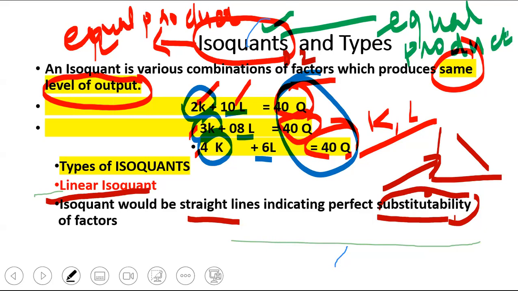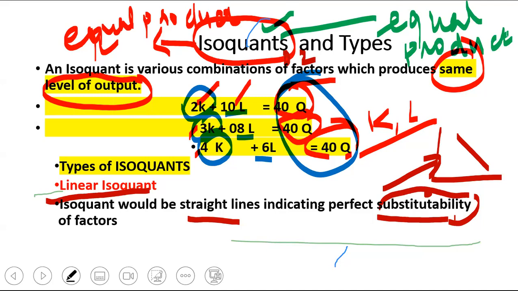Aap udhar ligiye MCQ. Isoquant is known as dash. Question: Equal product curve is known as dash. Like that, questions will come. Okay, now what do you mean by isoquant?